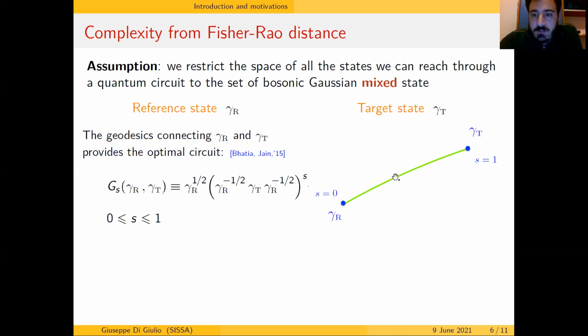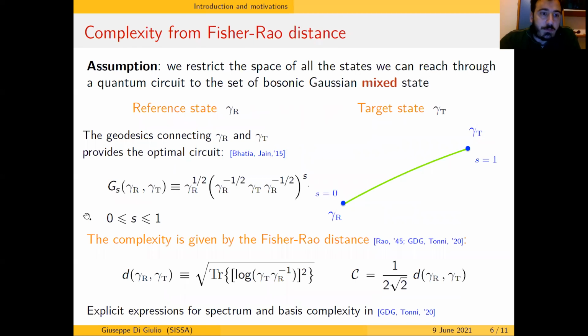And then for every value of s along this curve, we have a point that corresponds to a bosonic Gaussian mixed state with covariance matrix given by γ(s). And once the optimal circuit is known, we can compute the complexity as the length of this path, proportional to the so-called Fisher-Rao distance. So in our work last year, through this approach, we have proposed some expressions for the spectrum and the basis complexity.